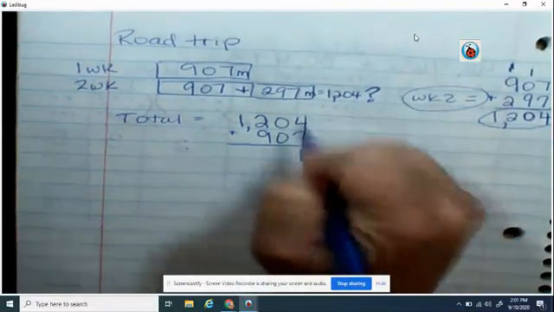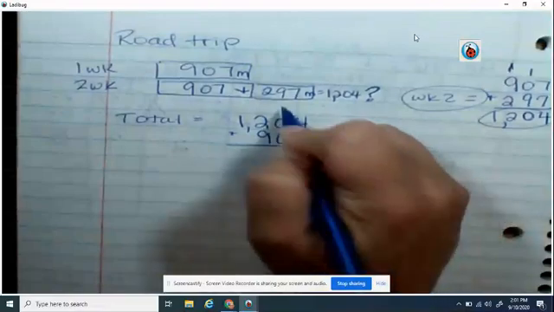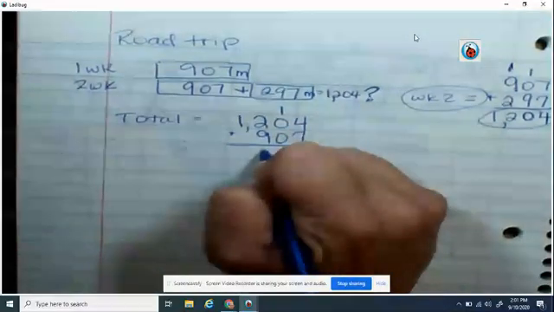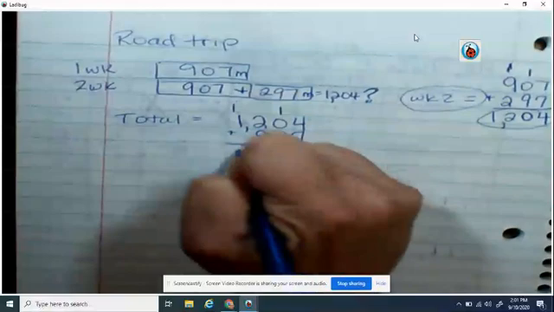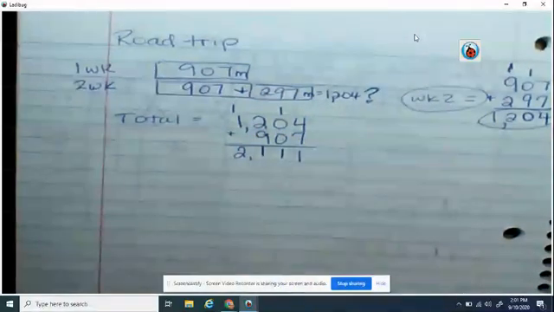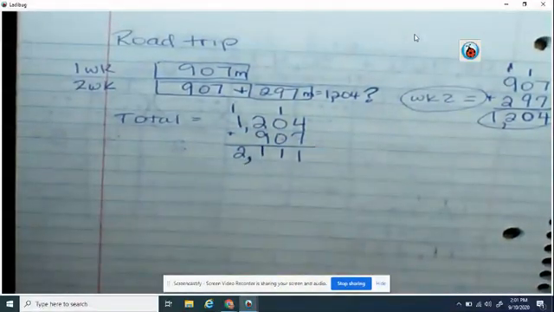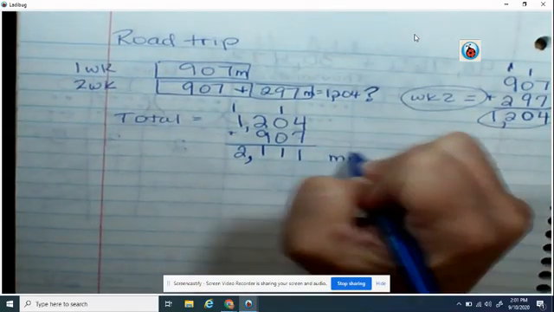7 plus 4 is 11. 0 plus 0 is 0, plus 1 more is 1. 2 plus 9 is 11. 1 plus 1 is 2. 2,111 miles in 2 weeks. That's a lot of driving.